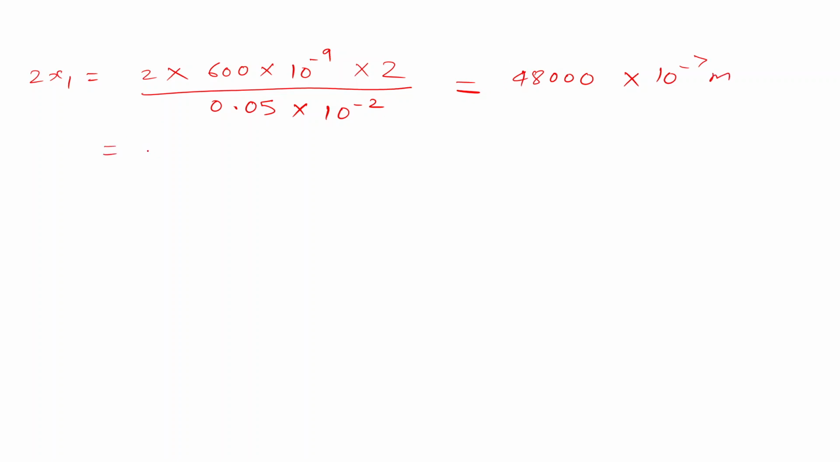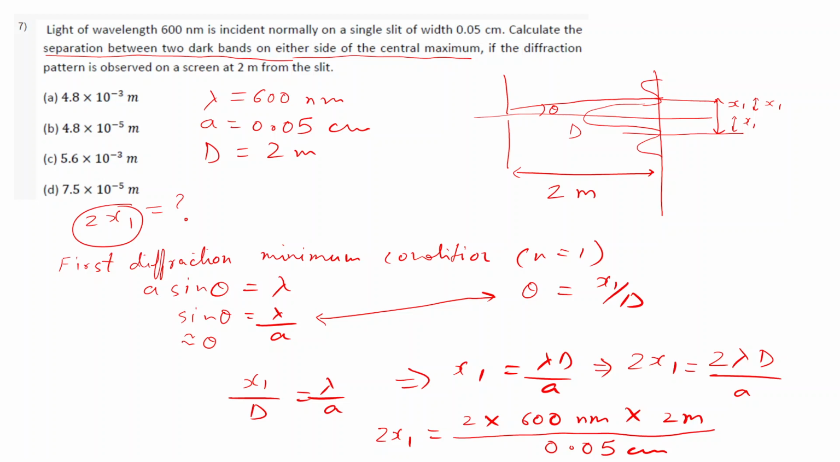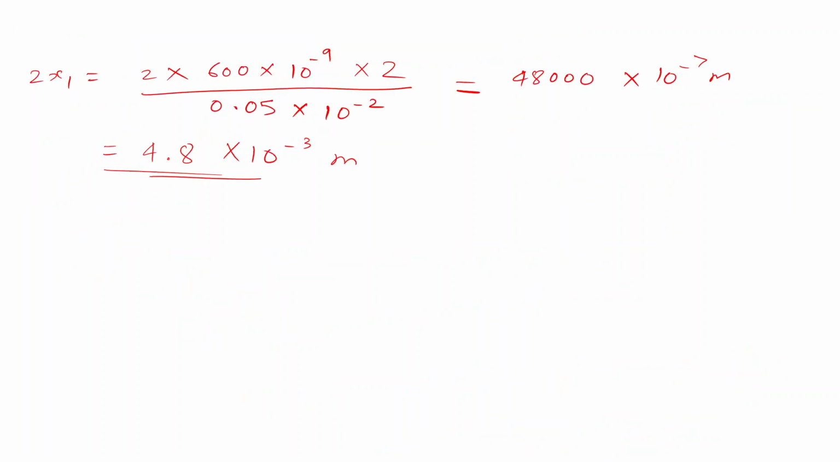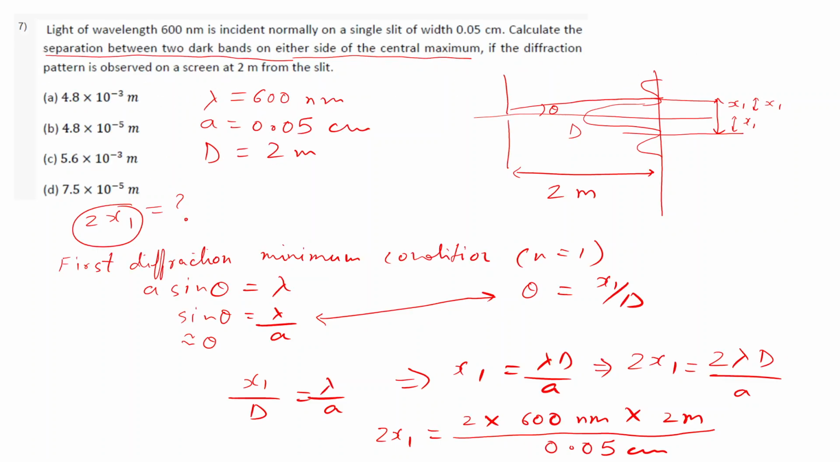Writing it in a scientific notation, 4.8 times 10 to the power minus 3 meters. So this is the answer. That is the distance between the diffraction minima on either side. The distance between them is 4.8, or you can say the distance between them is actually the width of central bright fringe. So the width of central bright fringe is this 4.8 times 10 to the power minus 3 meters. A is the correct option.